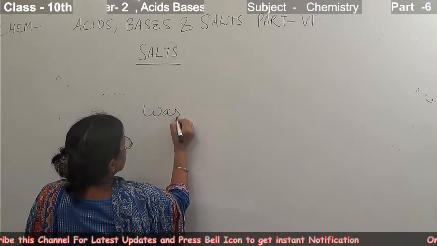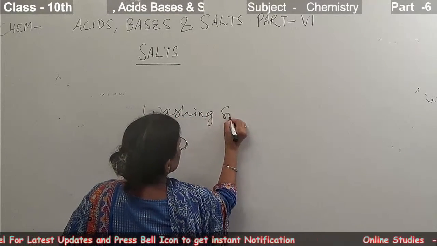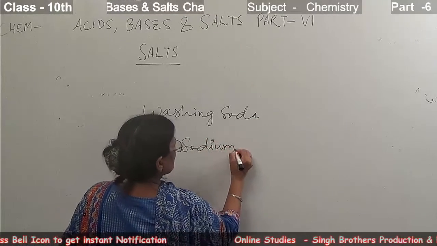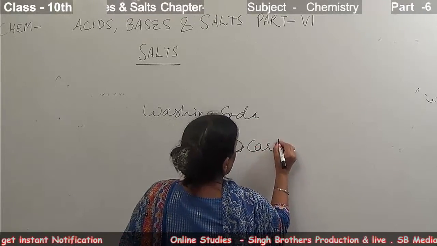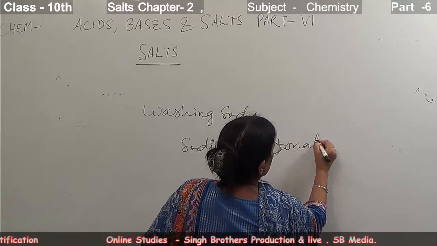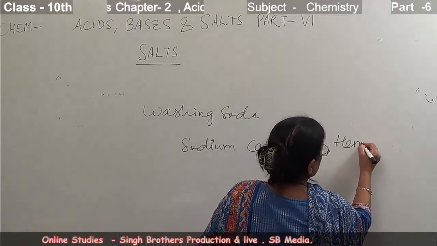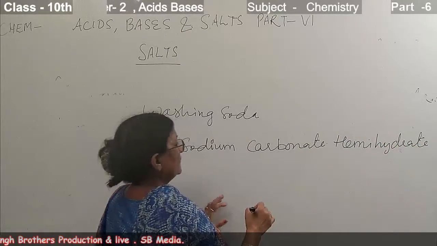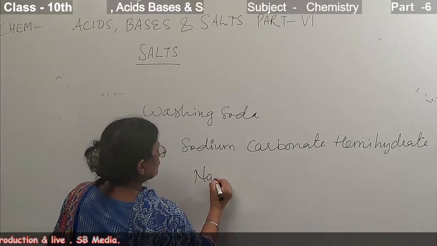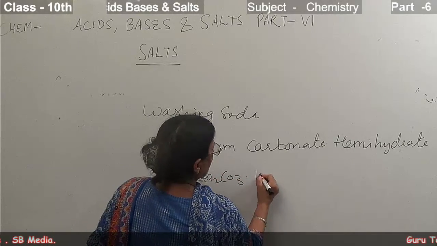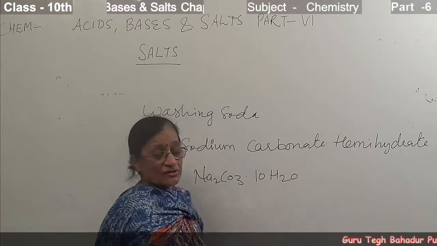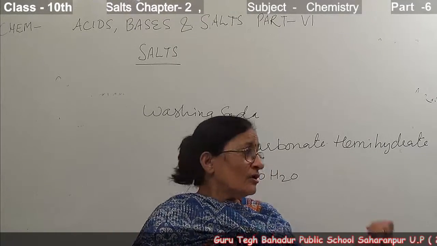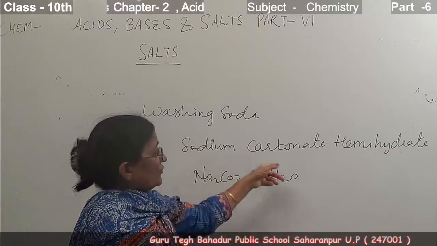Washing soda, its chemical name is sodium carbonate hemihydrate, and its formula is Na2CO3·10H2O. So this is the washing soda, its formula and its chemical name.